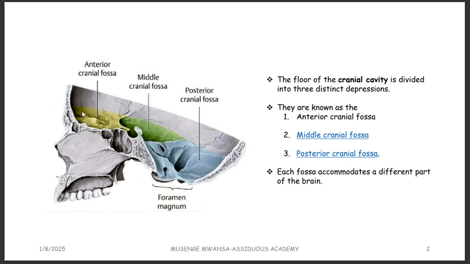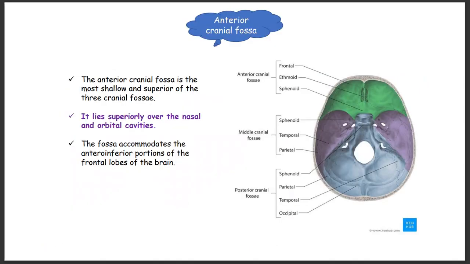So the anterior cranial fossa is the one that is in front here. The middle, you have got the middle cranial fossa, and then behind you have got the posterior cranial fossa. All these fossa together accommodate the brain, but there are specific features that are of importance to each one of them. So again, you can see the anterior cranial fossa.